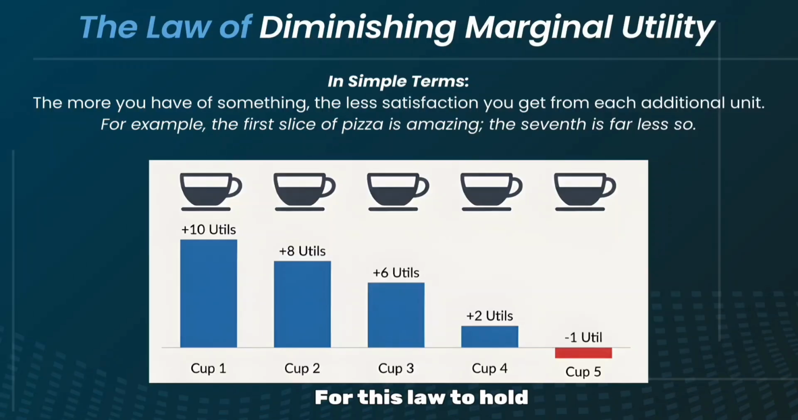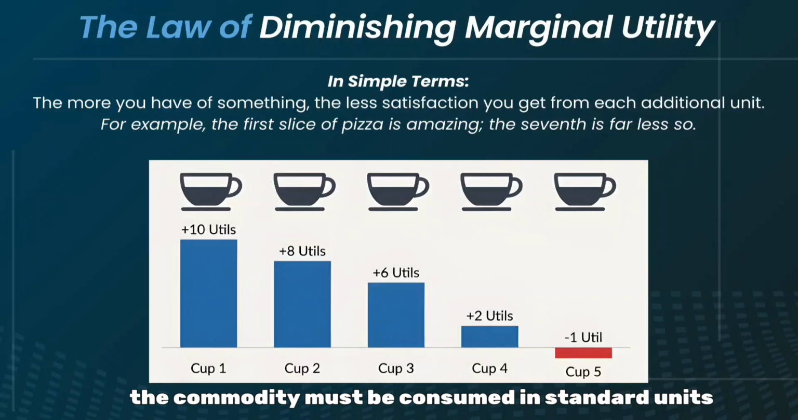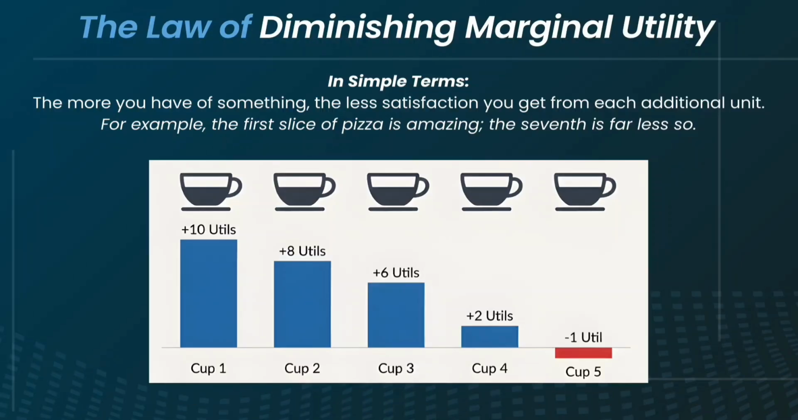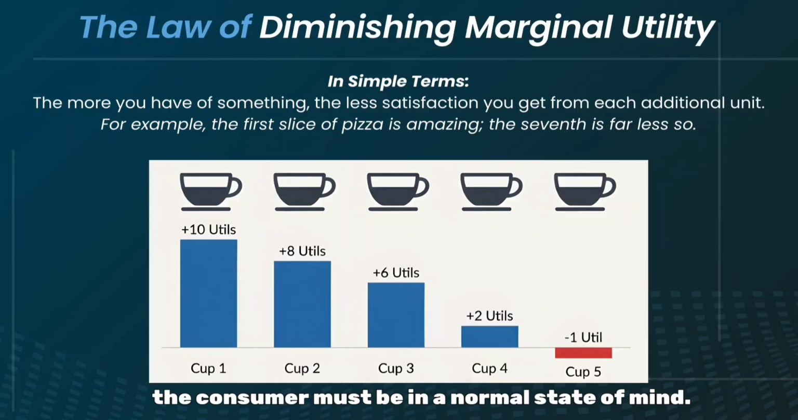For this law to hold, several conditions must be met. First, the commodity must be consumed in standard units. Second, consumer taste must remain constant. Third, consumption must be continuous. And last, the consumer must be in a normal state of mind.